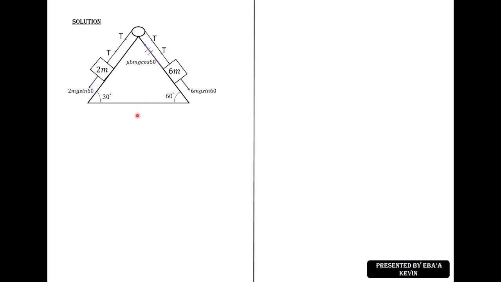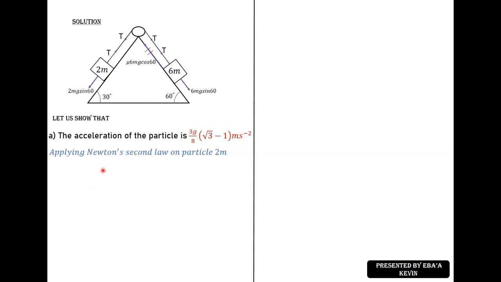After indicating all the forces, we can launch into the equation. That is, we are going to show that the acceleration of the particle is 3g divided by 8 times the square root of 3 minus 1 meters per second squared. The first thing we are going to do is simply apply Newton's second law of motion on both particles. Applying Newton's second law on particle A, that is, the particle of mass 2m, we are going to have what?